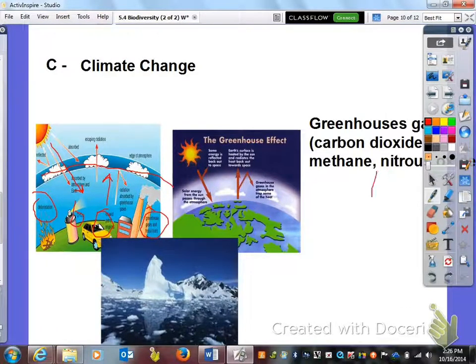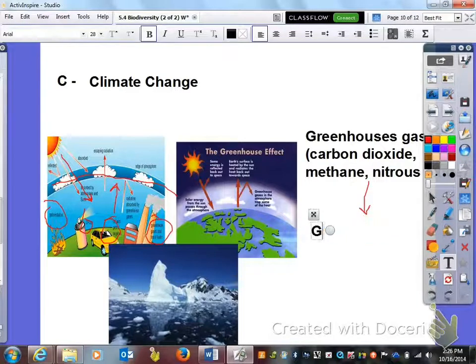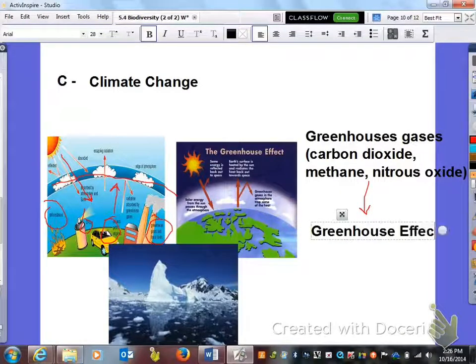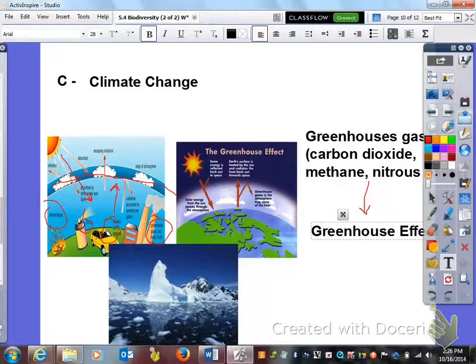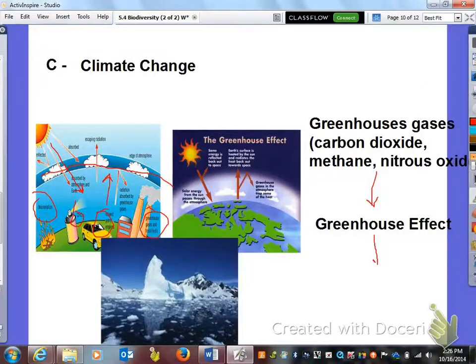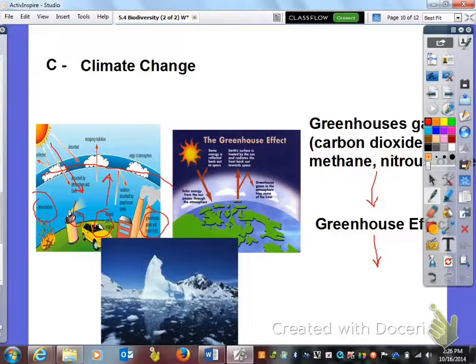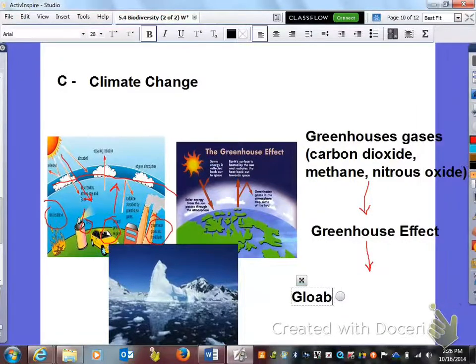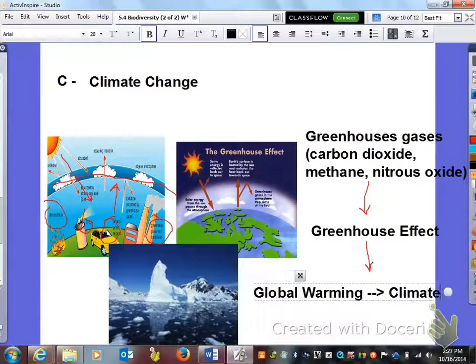So when we release these greenhouse gases into our atmosphere, we call this causing the greenhouse effect, which is the increase in temperature of the Earth. All right, then, let me find my pen here again. Okay, so then we're going to say that the greenhouse effect causes global warming, which means melting of the polar ice caps, change in ocean currents, and the oceans being warmer. Okay, so it equals global warming, then equals climate change.